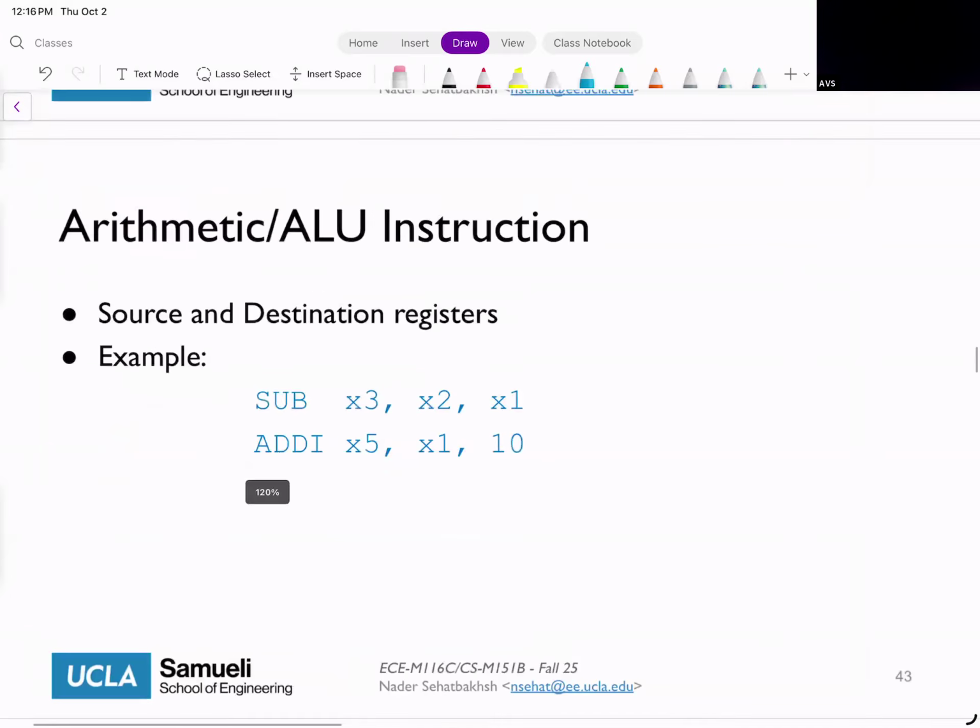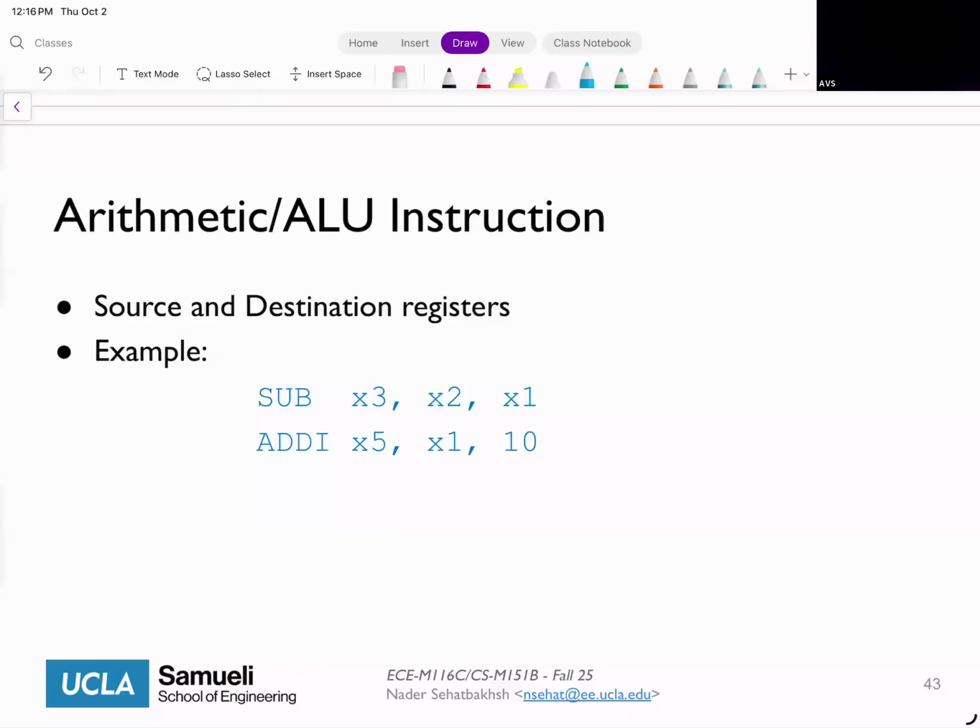Examples of this in RISC-V terminology look something like this. In RISC-V, we usually write the command first, for example sub or addi or add, and then we put the three operands that we have. As I said, some instructions may have fewer operands, some might have more. For ALU operations, we always have two operands, which we show here.